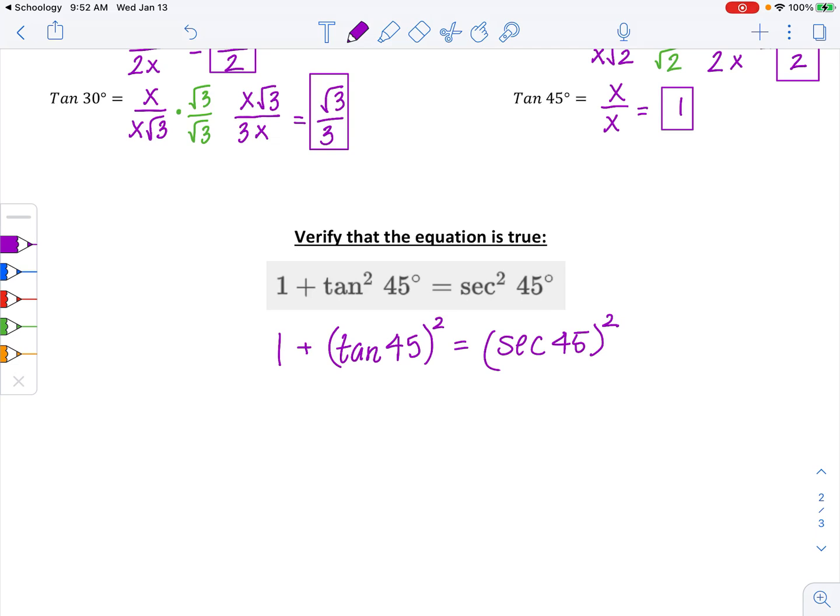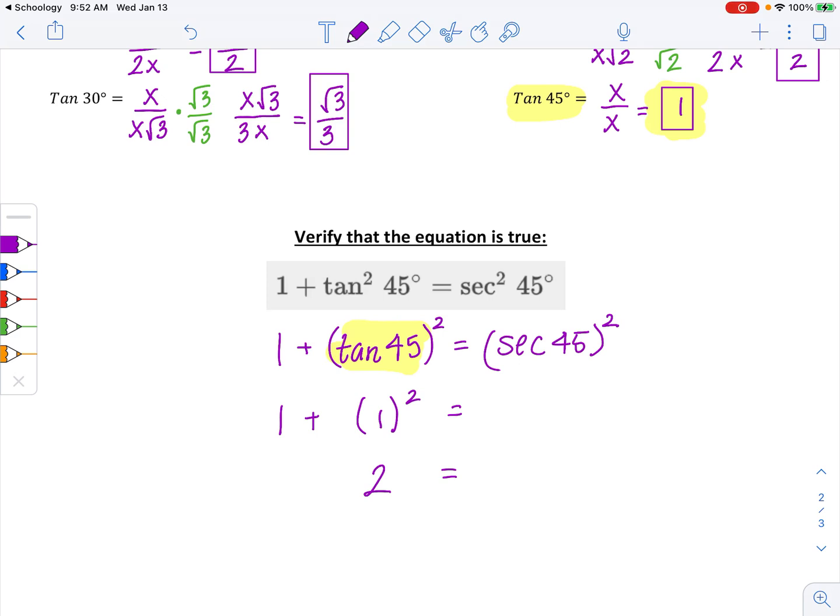And I look, tangent of 45, I actually know that. Tangent of 45 is 1. So let's just simplify that. 1 squared is 1, so 1 plus 1 is 2. I have my left side equaling 2. I now need to go through and show that the right side also equals 2.